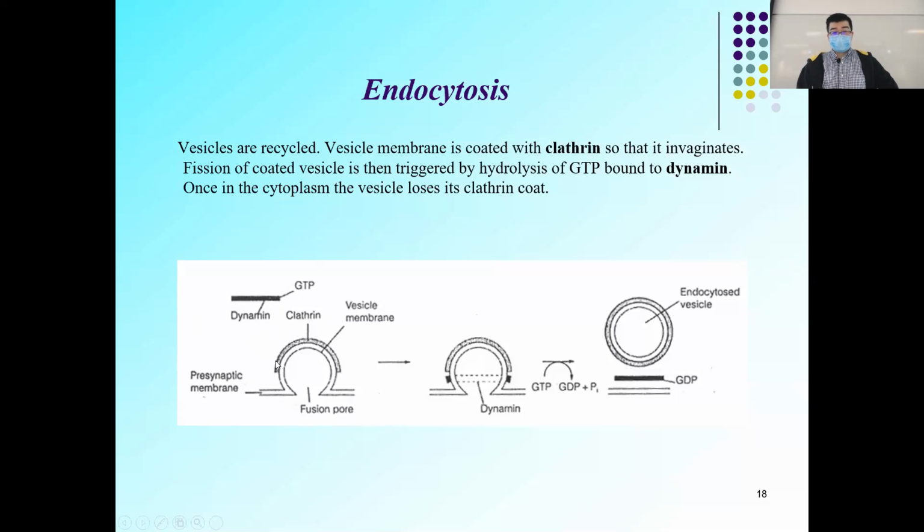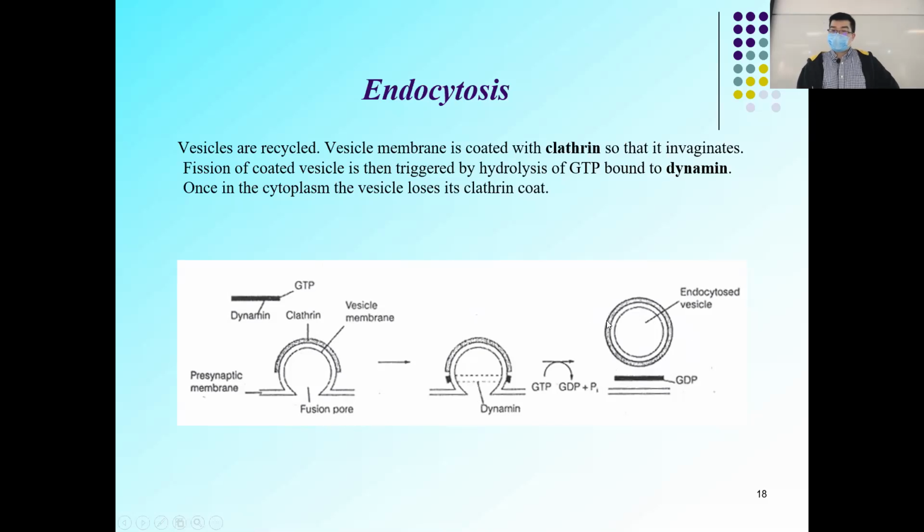Now the clathrin is actually like a coating around a patch of the membrane, and then the dynamin will come in and snap, and that forms the endocytosis vesicle again.